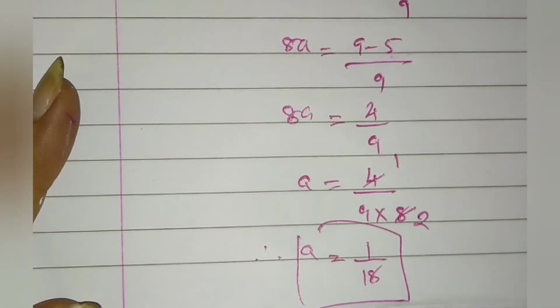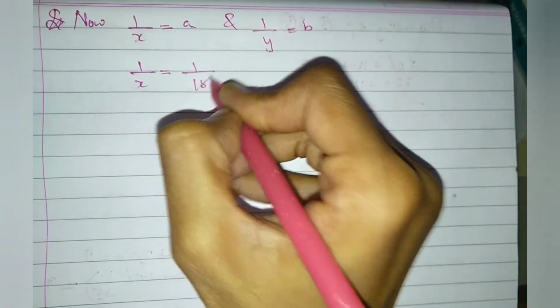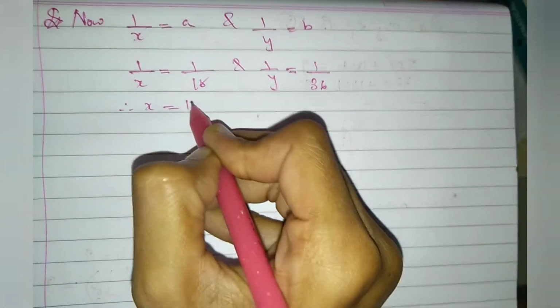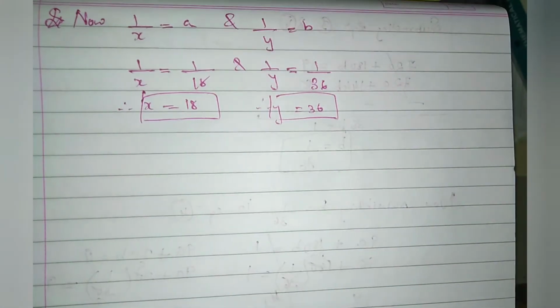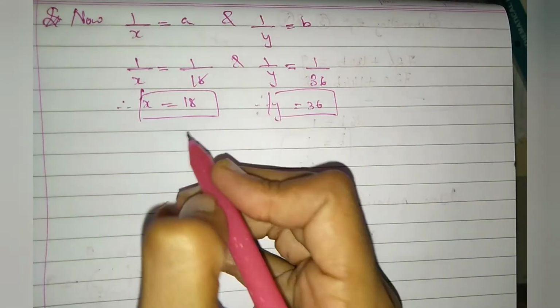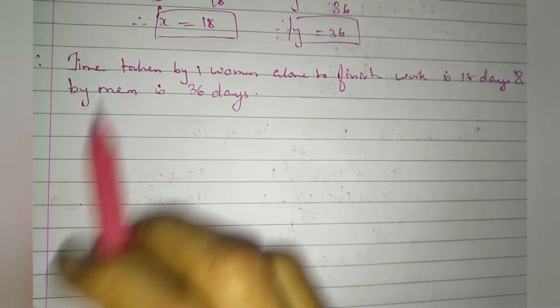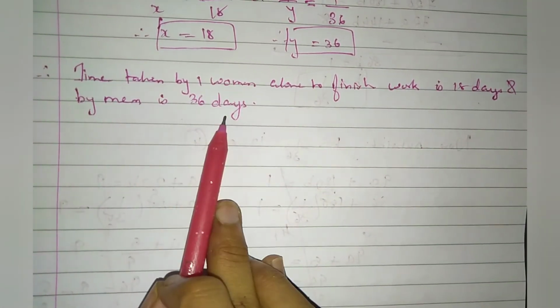Now we got the value of a and b. Now we have to substitute here. So 1 upon x equal to 1 upon 18 and 1 upon y equal to 1 upon 36. Therefore x equal to 18. Therefore y equal to 36. Got the value. Now what they asked, the number of days taken by a woman equal to 18. Therefore time taken by one woman alone to finish work is 18 days and by man is 36 days.